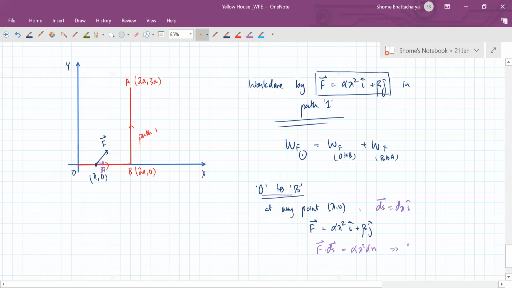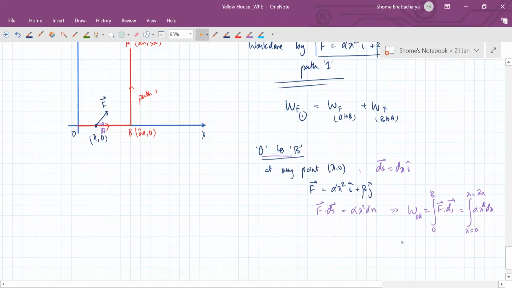So the work done from O to B becomes the integration of F dot ds from the origin to the point B. This integration will reduce to alpha x square dx from the origin where x was 0 to that point where x is equal to 2a. So you can see that this work done will be given by this formula.